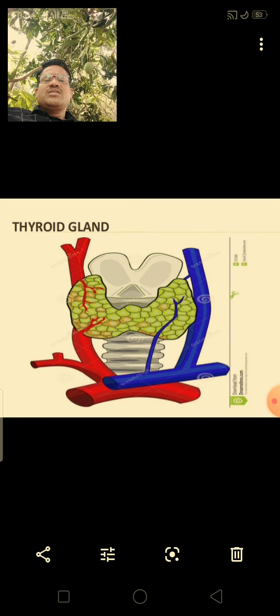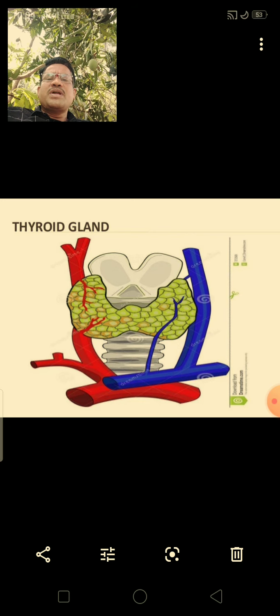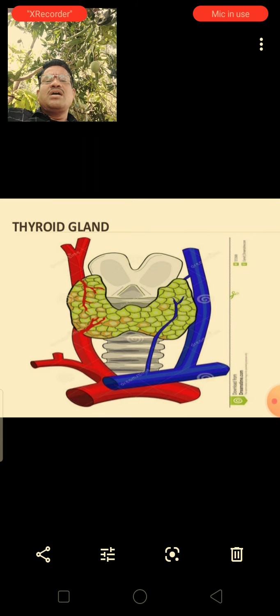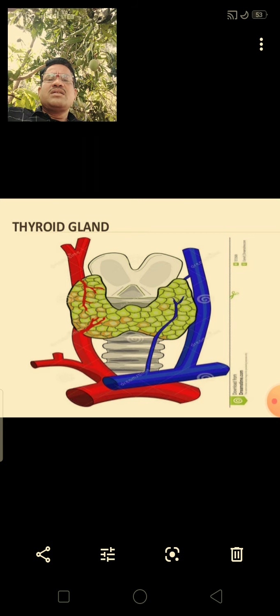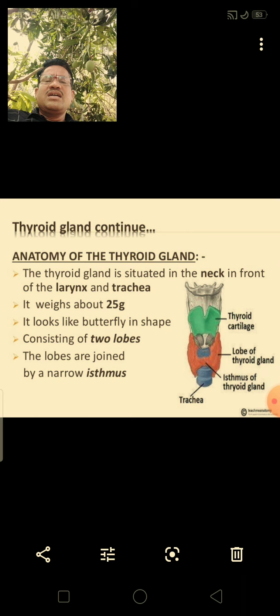Okay. Next one, thyroid gland. Generally, one pair of thyroid glands are present at the throat region. On the top of the thyroid glands there are the parathyroid glands. First one we will discuss is the thyroid gland.